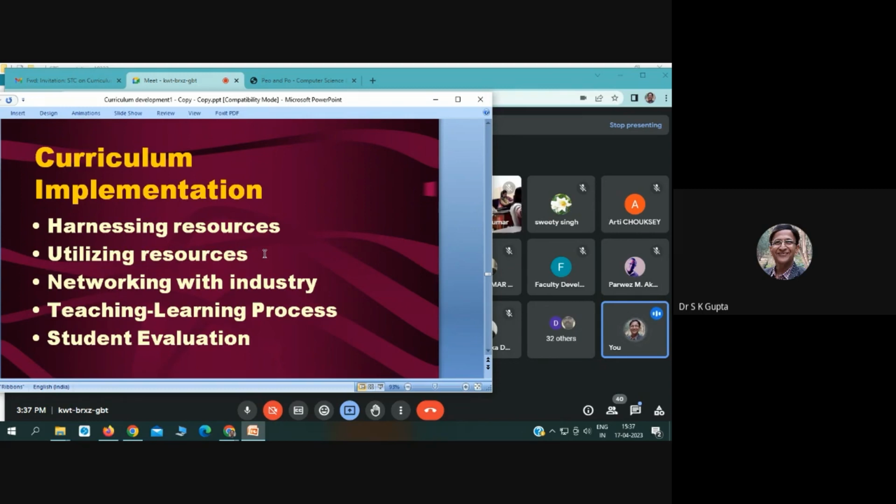At the same time, we should network with the industry, because whatever is there in the curriculum, we cannot create all the infrastructure in any institution. So, to give proper learning experiences to the students, we must network with the industry, with the world of work, so that we can have proper collaboration. I think there is one full-fledged session on this networking with the industry.